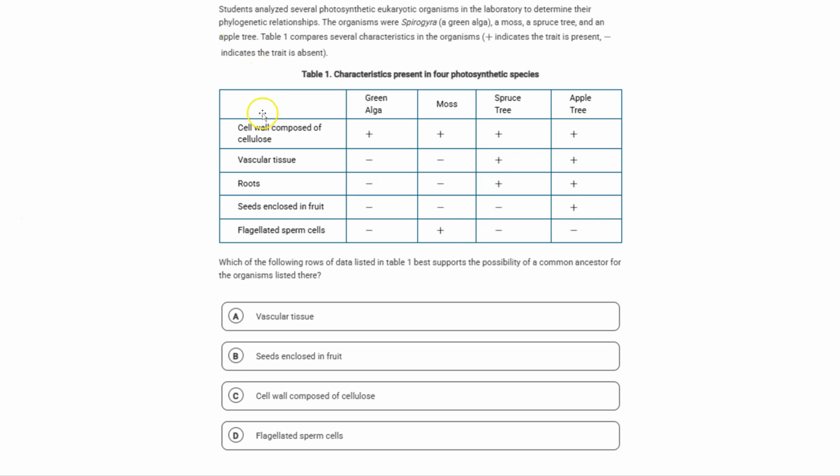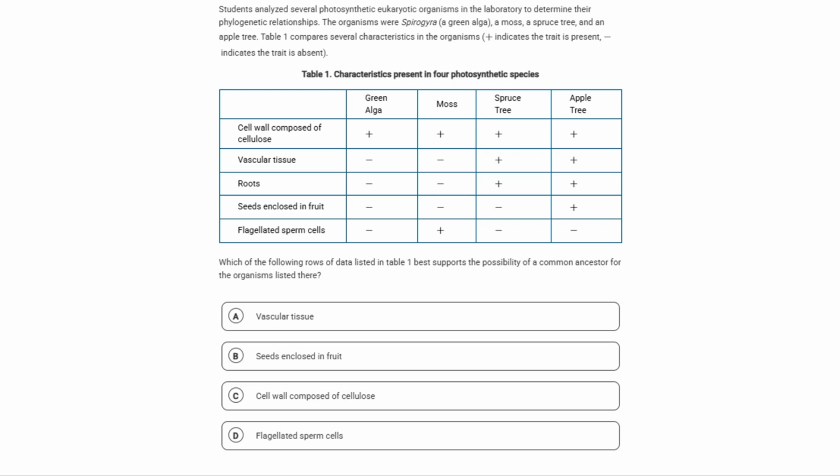So let's go through some more examples again. Try to answer it before I give you the answers. Students analyze several photosynthetic eukaryotic organisms in the laboratory to determine their phylogenetic relationships. Again, haven't discussed crazy amounts about that, but basically evolutionary relationships. Organisms were Spirogyra, a green algae, a moss, a spruce tree, and an apple tree. Table 1, here's a table. So again, you're looking for similarities.